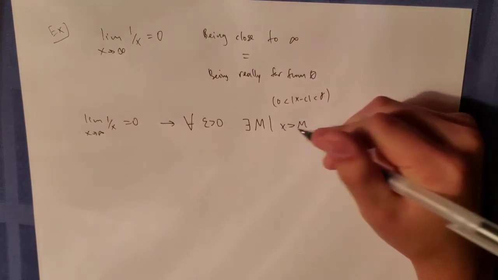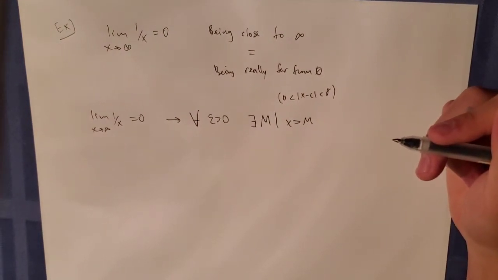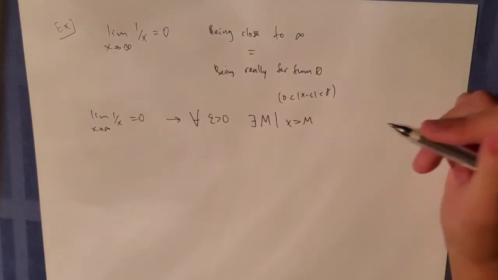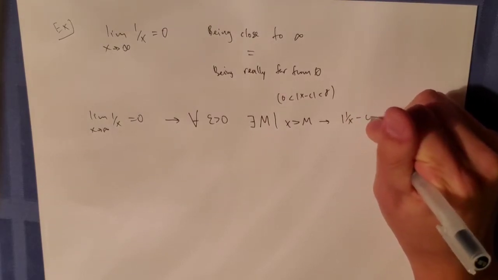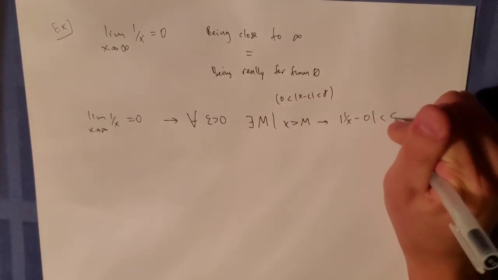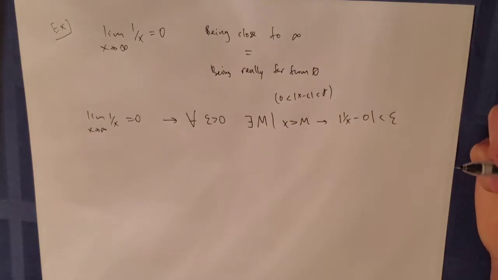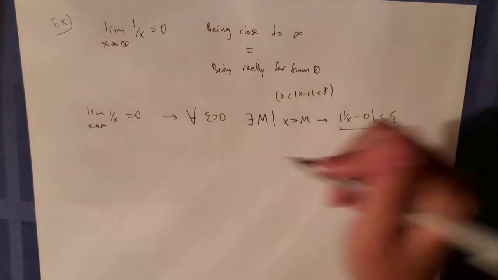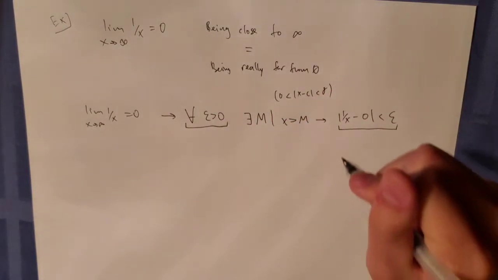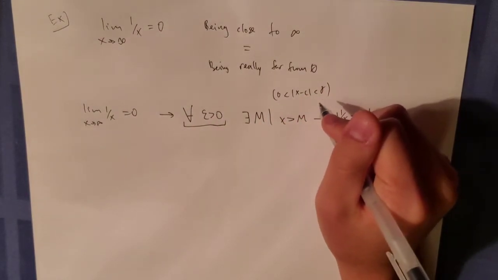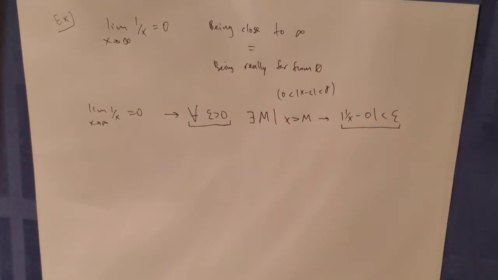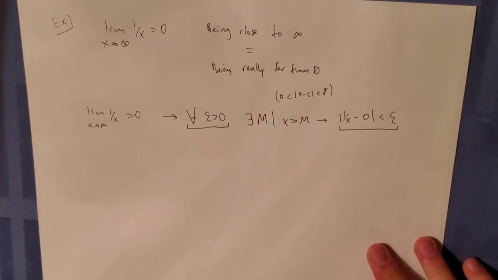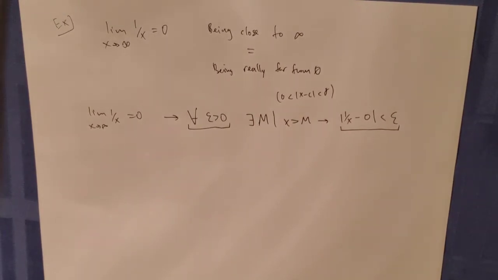So there exists a big M such that x is greater than m, implying that |1 over x minus 0| is less than epsilon. Okay, so this part is the same as epsilon delta, and this part is the same. But now instead of having a really small delta, we have a really big m, and so we have x greater than m now. So how do we do this as a proof? Well, let's see. I'm not really brushed up on this.